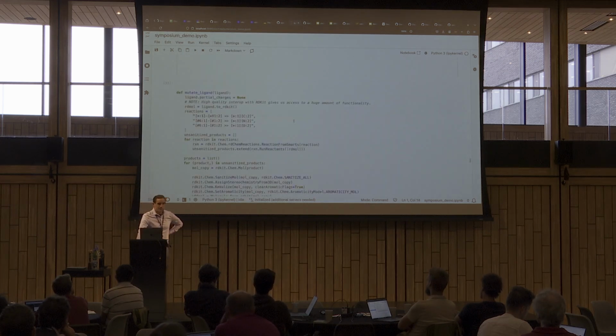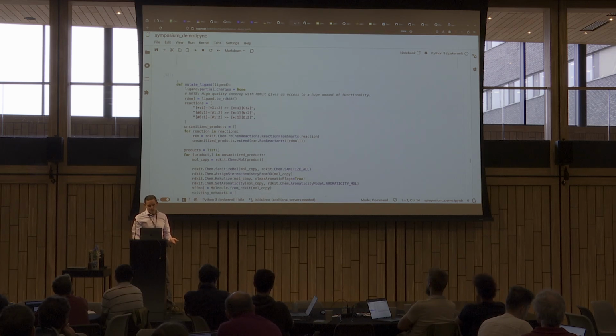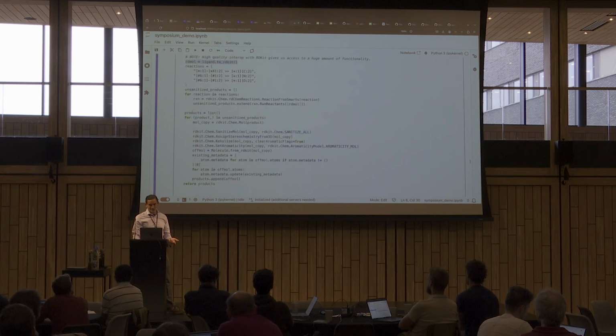And we use RDKit for a lot of stuff on our backend, and so we expose our RDKit interoperability layer to users whenever they want it. So here, this is a method that just mutates the ligand. It takes an OpenFF molecule as a ligand. It sends it to RDKit, and then it says, hey, RDKit, use all your nice reaction mechanisms to propose mutations to this ligand. And these are SMIRKS reactions.